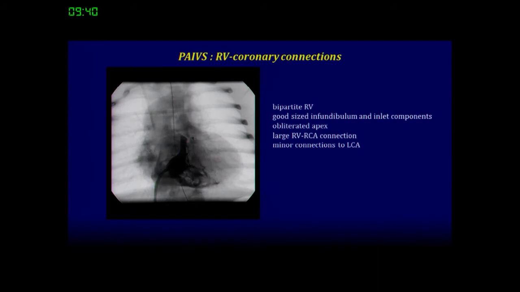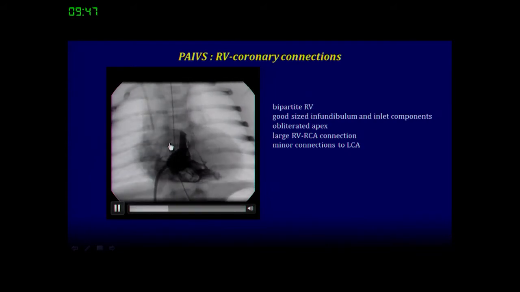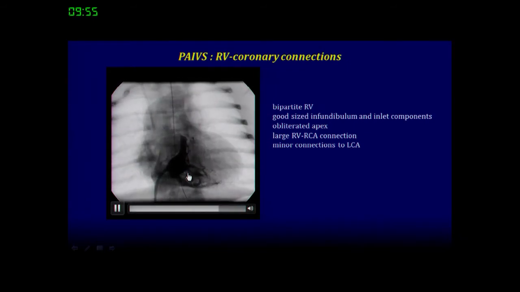Another example, this is not so bad because we have a bipartite RV, but it is very unusual to see such big RV to coronary connections. He has this problem in which the contrast just refluxes very freely through those big sinusoids into the aorta, as well as minor connections to the left coronary artery.